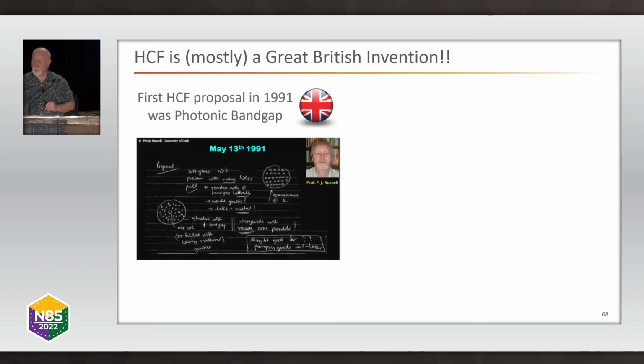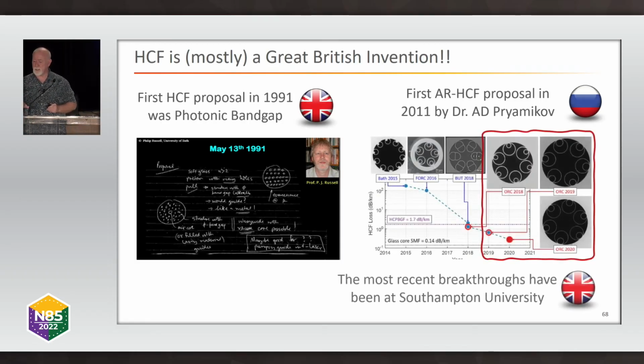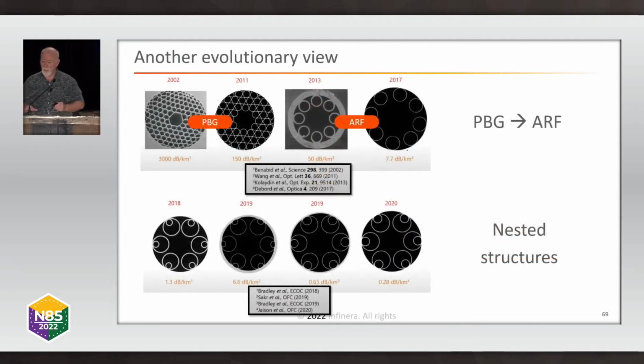I say mostly because although the very first paper was proposed at the University of Bath in 1991, that's on photonic bandgap fiber. The first anti-resonant fiber was actually proposed by Andrei Primakov at the Russian Academy of Sciences. So he came up with the idea of anti-resonance, but all the latest developments in anti-resonance have been at Southampton University in the UK. And they've now been commercialized.